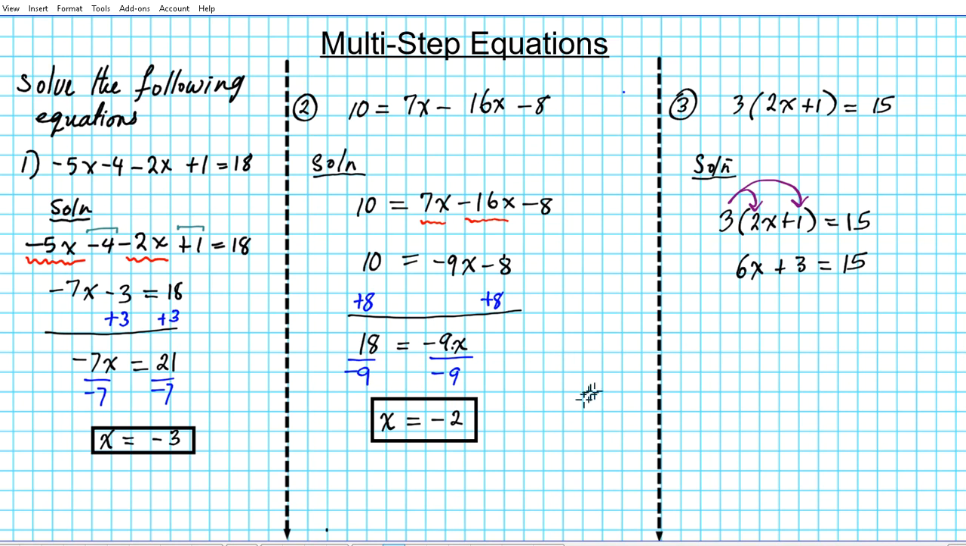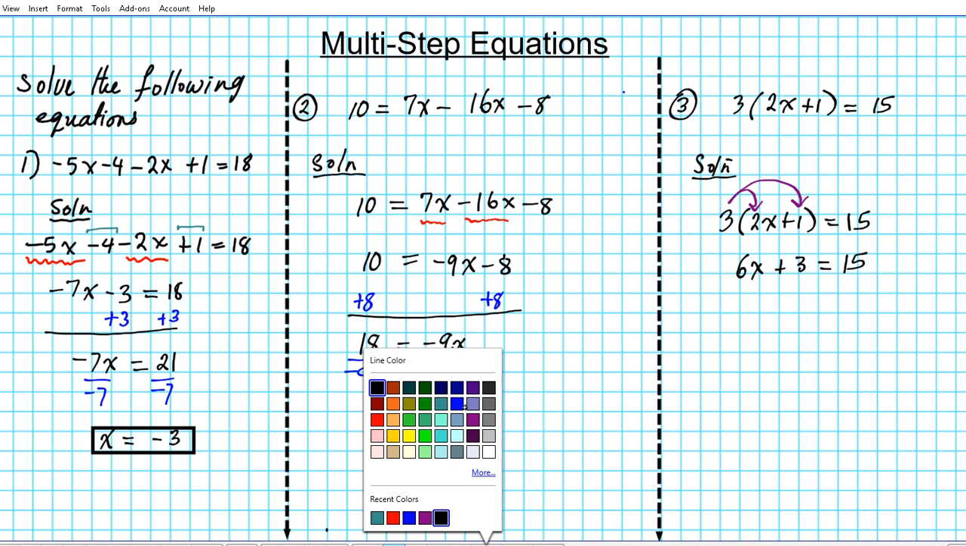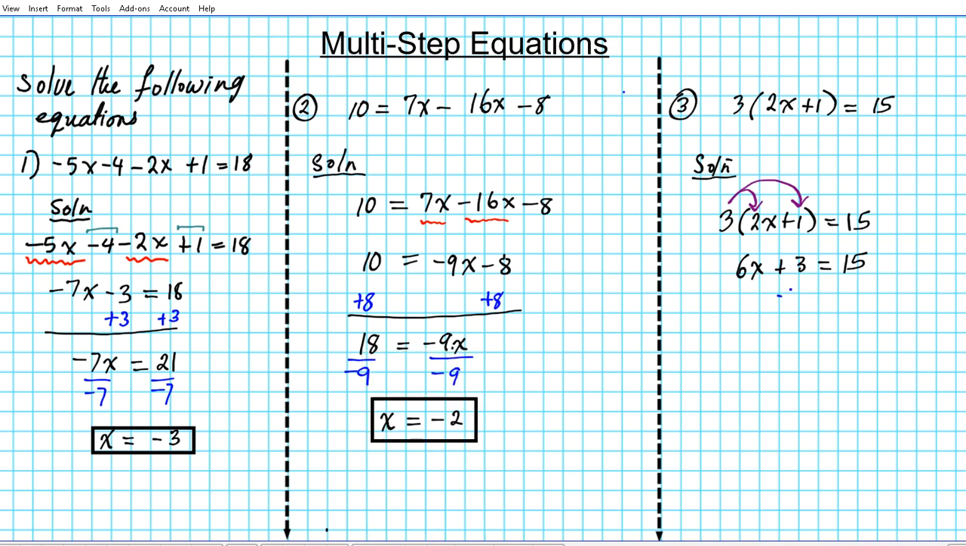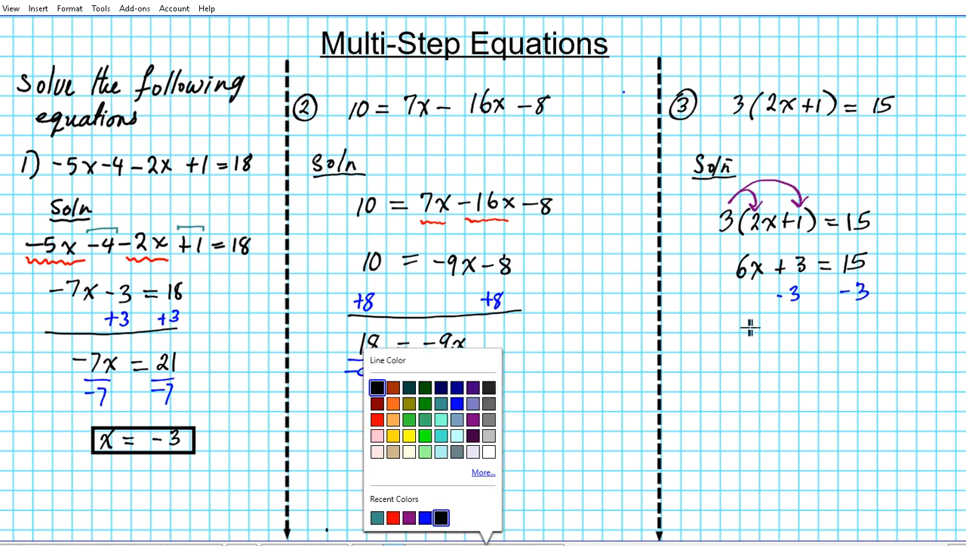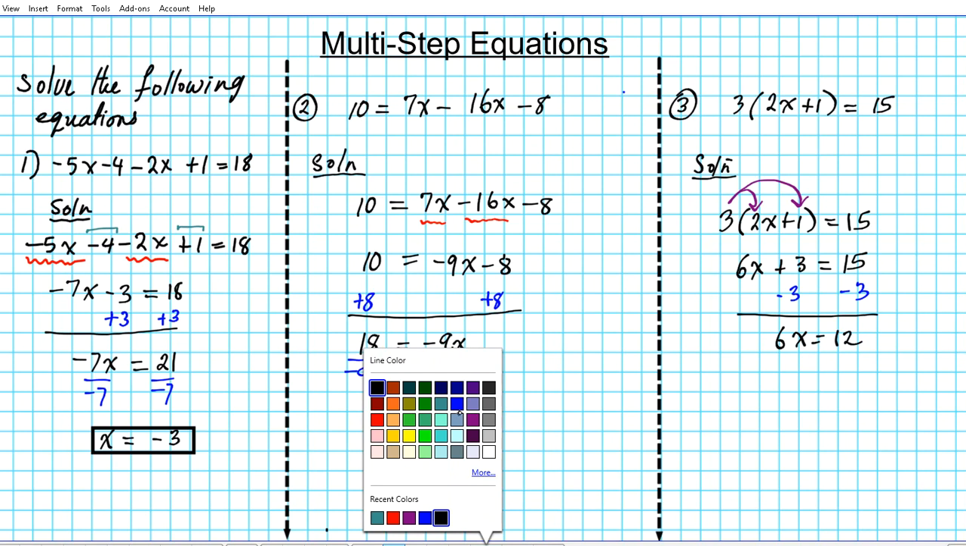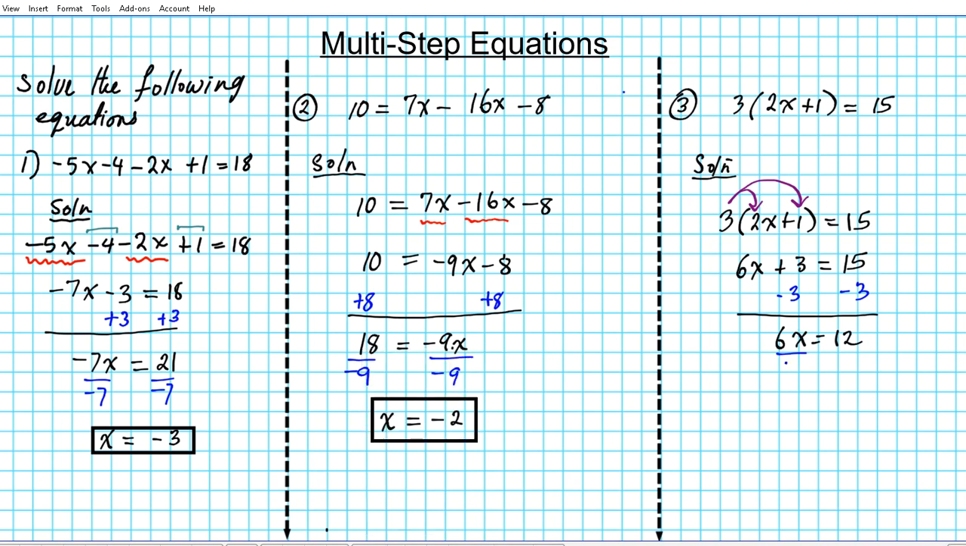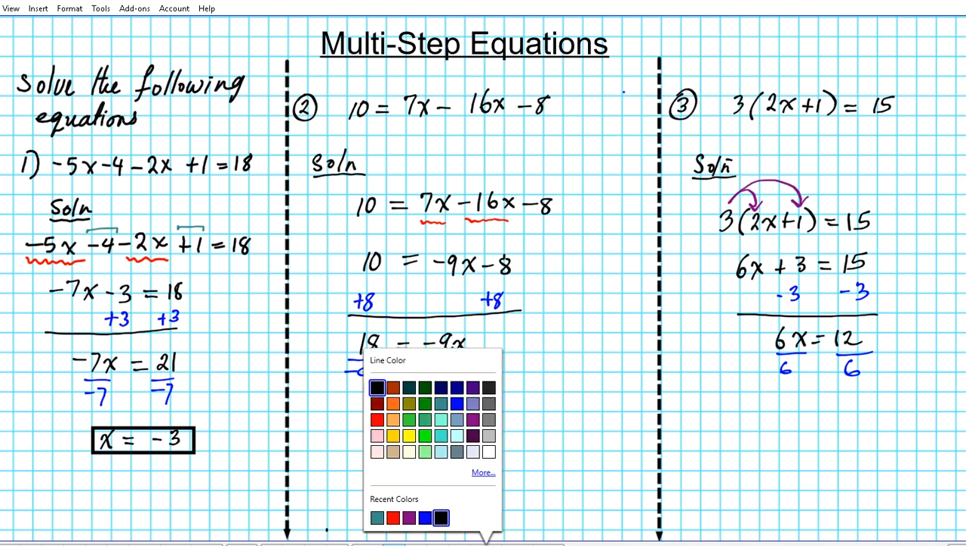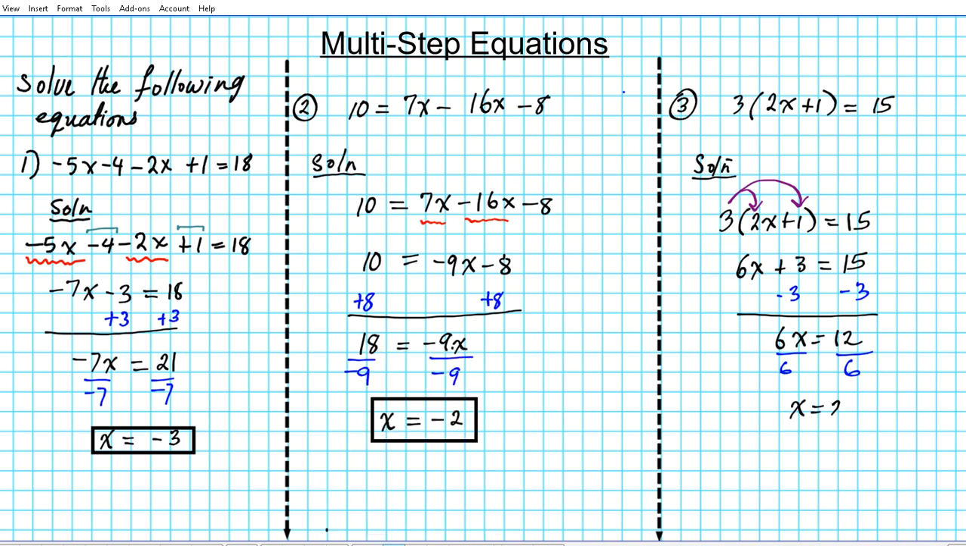Alrighty. Now, to get x by itself, we can do this in two steps. We are going to subtract 3 and then divide by 6. Subtract 3 from both sides, and that will give us 6x is equal to 12. To get x isolated, we are going to divide both sides of the equation by 6. Divide by 6, divide by 6, and then we get x equals positive 2, and that's your answer for question number 3.